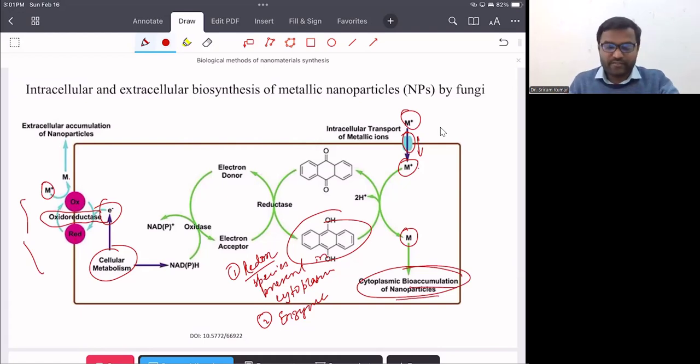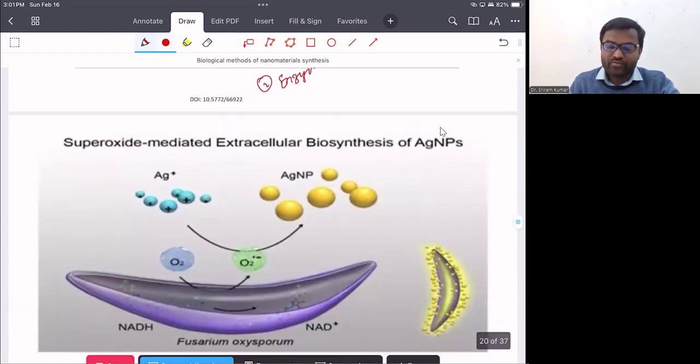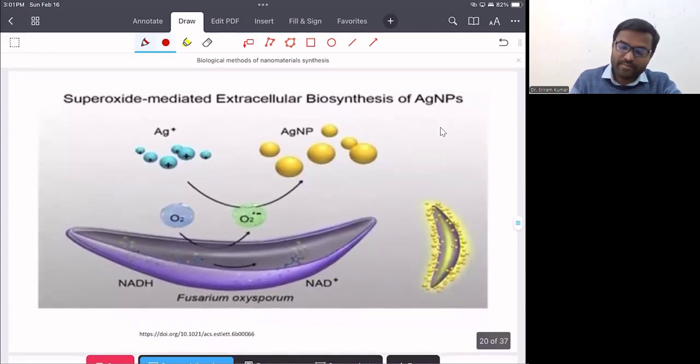So these are the differences between the intracellular and extracellular mechanisms. And if you want to take an example, the fungus here is Fusarium oxysporum.